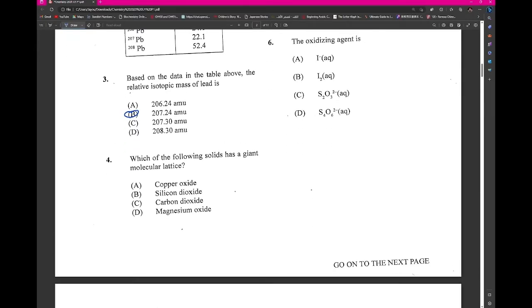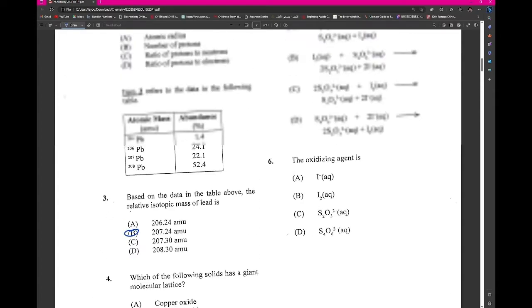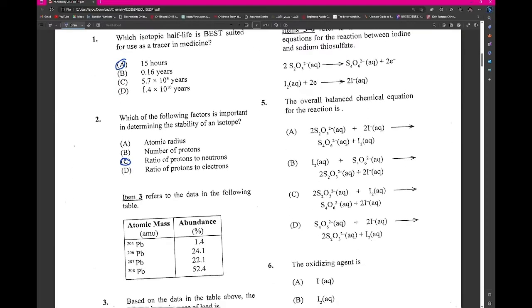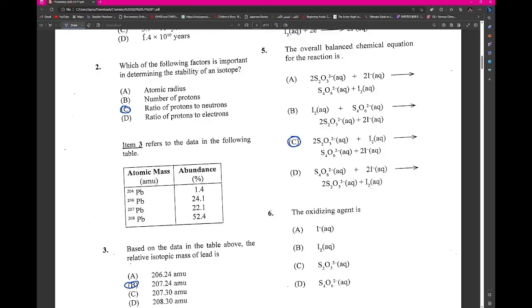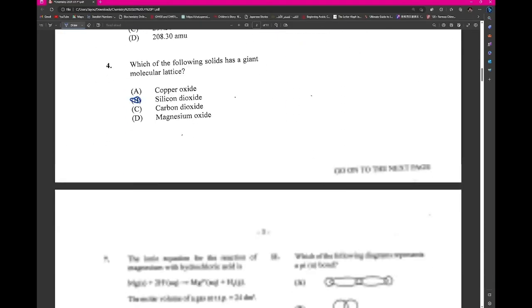Which of the following solids has a giant molecular lattice? This would be sodium dioxide. The overall balanced equation for the reaction here will be C, the best one here, and the oxidizing agent tends to be the one that is most likely reduced, and the one being reduced here would have been molecular iodine.